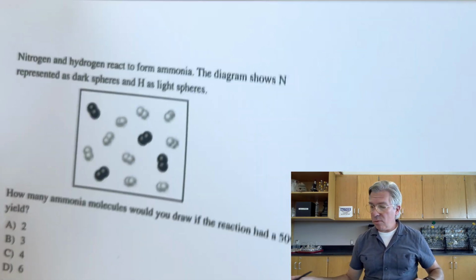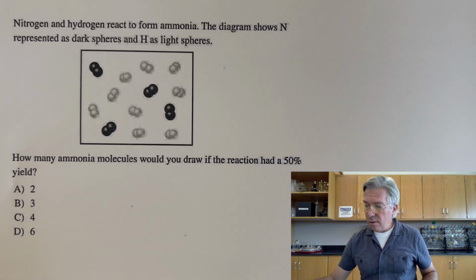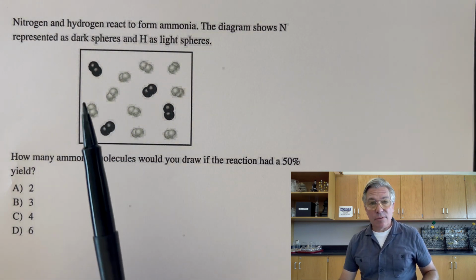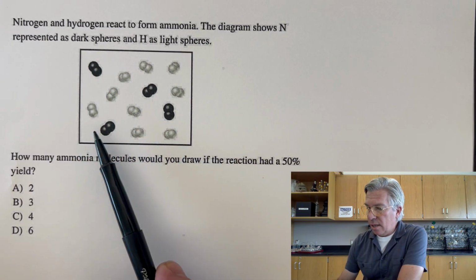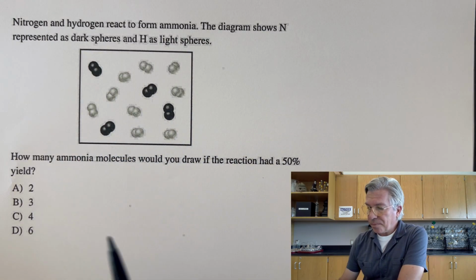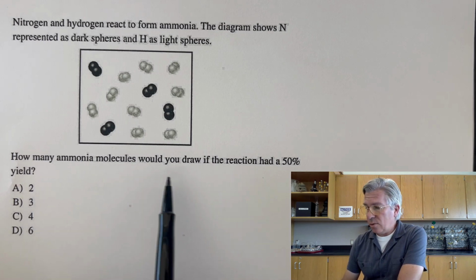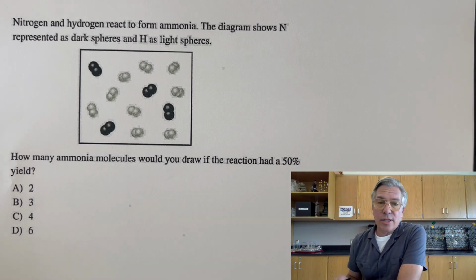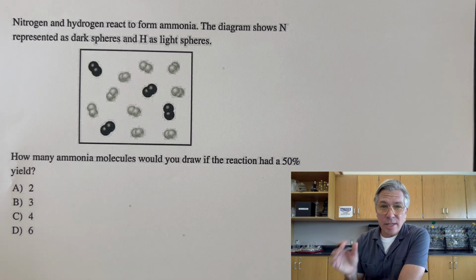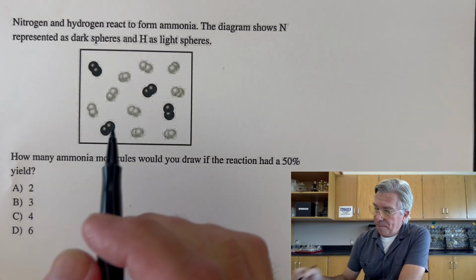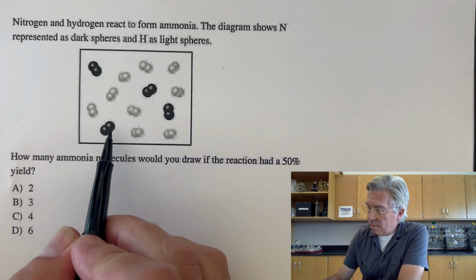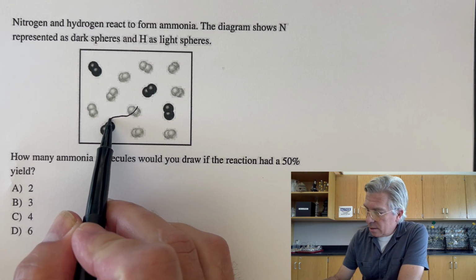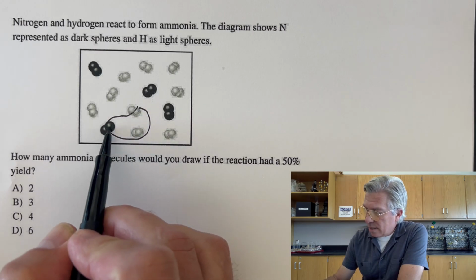Let's take a look at 2 more real quick to finish off our video. Nitrogen and hydrogen react to form ammonia again. The diagram shows nitrogen represented as darks and hydrogen as lights. How many ammonia molecules would you draw if the reaction had a 50% yield? So an added little wrinkle here on this one. All right, so if you want to pause the video, you can, but I'm just going to start marking things up on here.